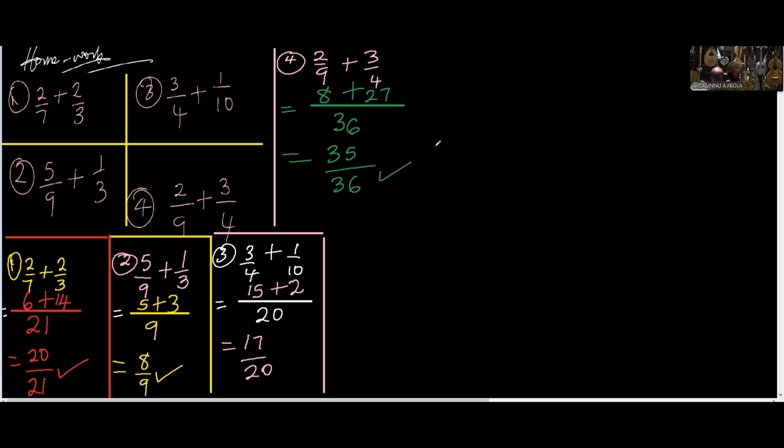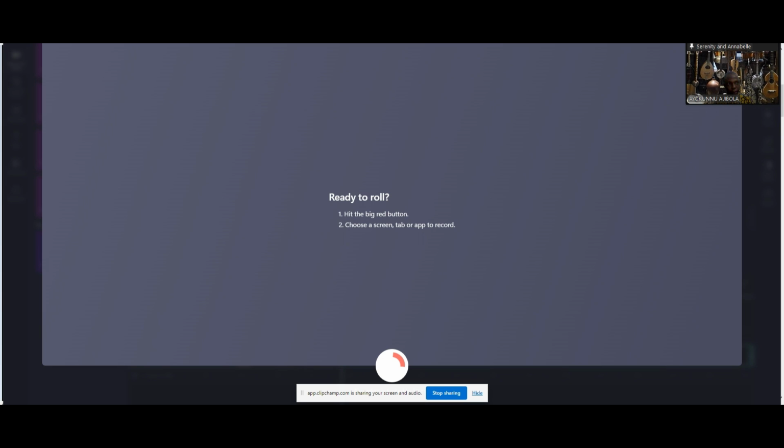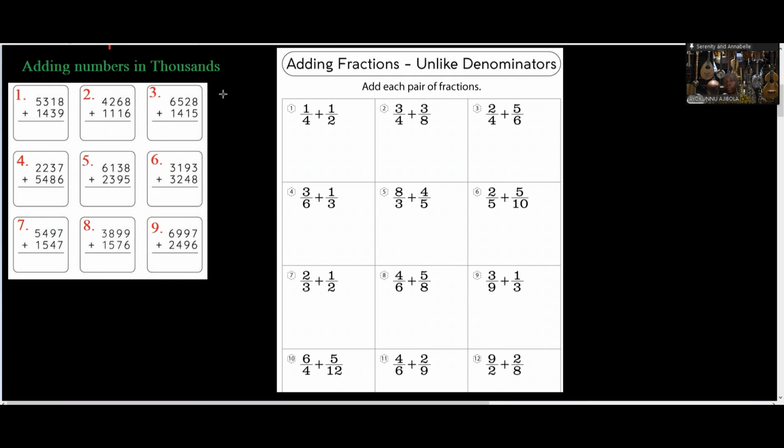Yes. Okay, let me allow you to write this down. Once you're through, you tell me. Let me allow you to write down the corrections, okay? Once you finish, you tell me. Write them down neatly. What we have here is to add numbers in thousands. That's on the left. Please focus on this.